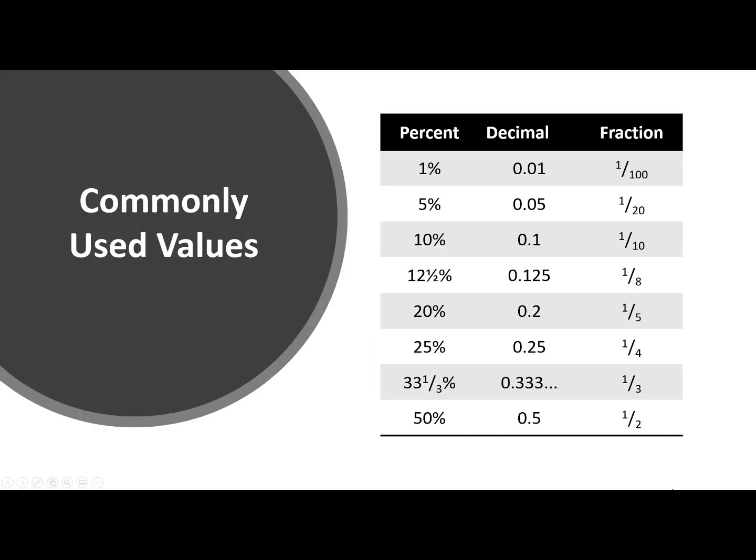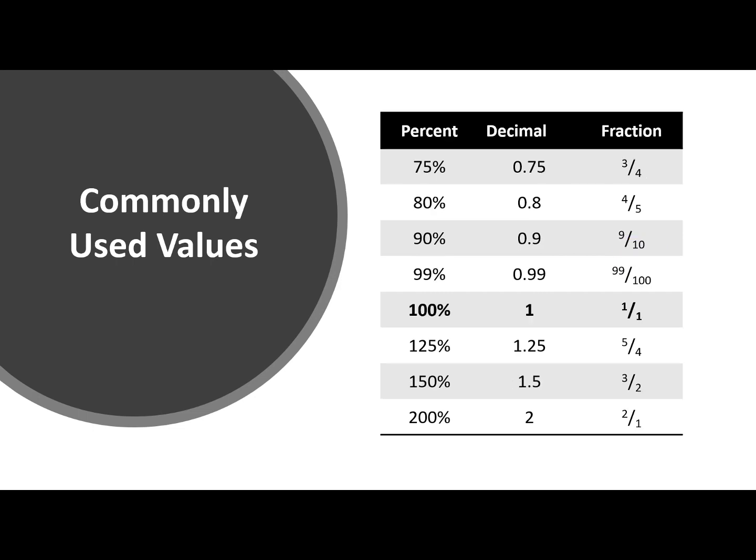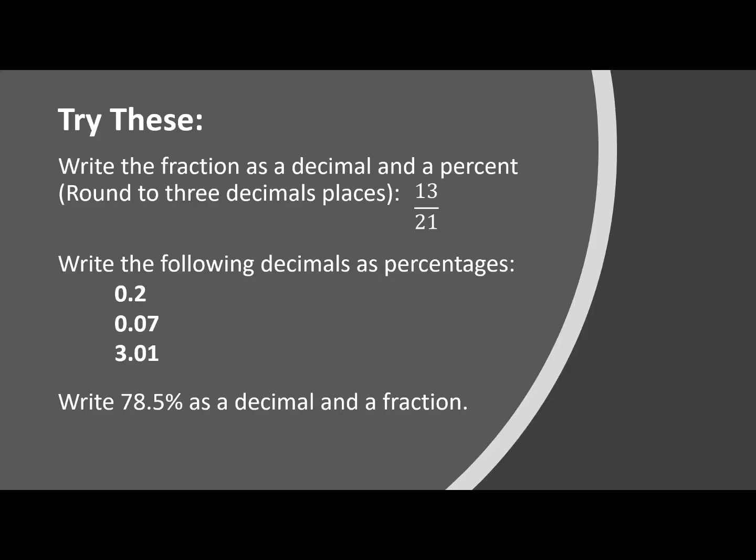Here's a list of some commonly used values, and this will be good practice if you can convert any of these from one into the other. So for example, 10% as a decimal is 0.1, and 0.1 as a fraction is 1 over 10. Here's some more commonly used values. 75% as a decimal is 0.75, which reduces as a fraction to 3 over 4.